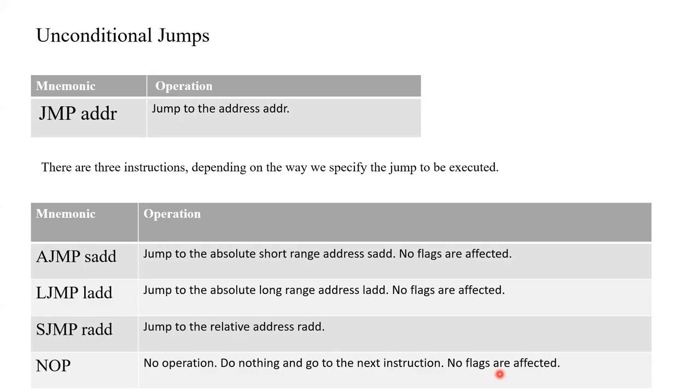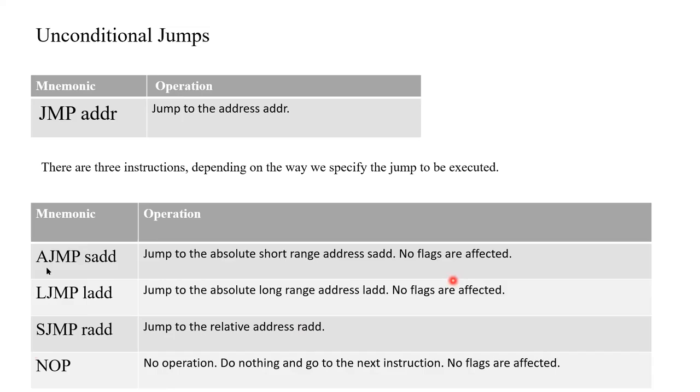Take an example: since you have written NOP, in future if you want to write some additional code, you can remove this one and write the code there, right? That's the reason we include a NOP, but it is not performing any operation. And because of this unconditional jump instruction, no flags are affected here.